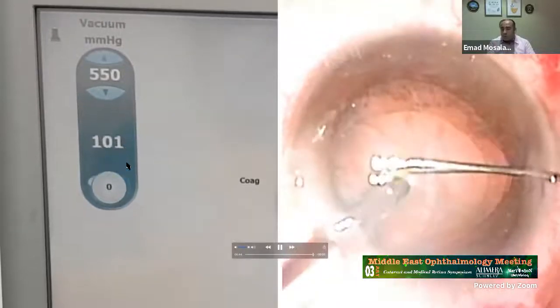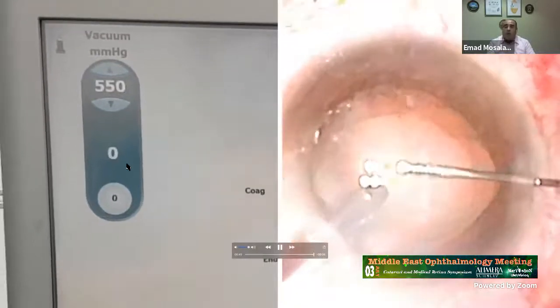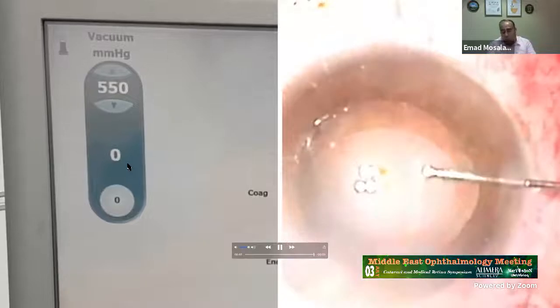And when we are holding, when we are pushing the posterior capsule down, we don't have any fluctuation, and we don't have any damage to the posterior capsule. Thank you for your attention. I hope this talk will be of benefit to you.